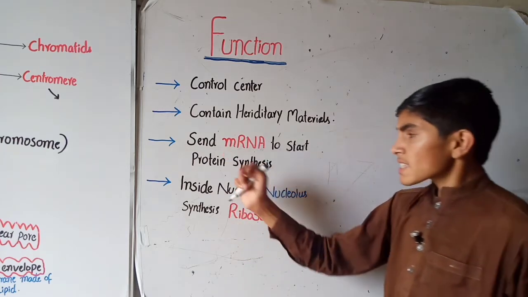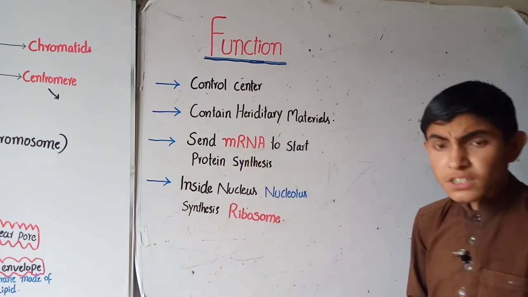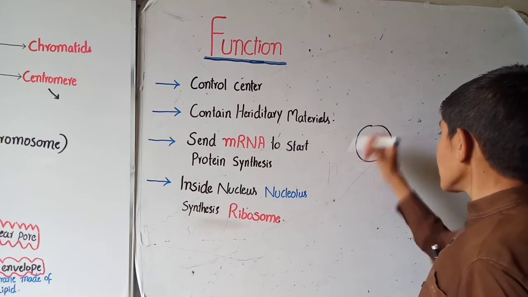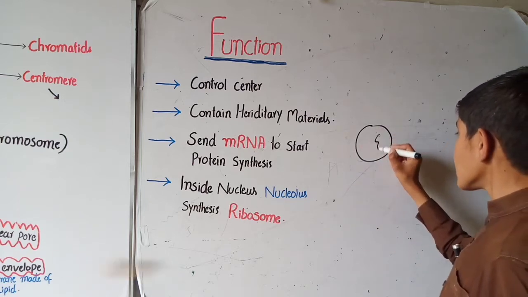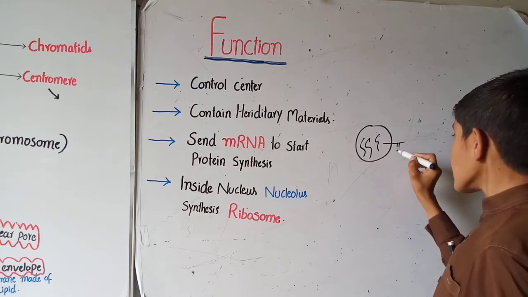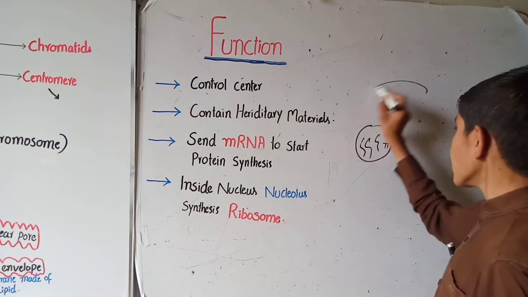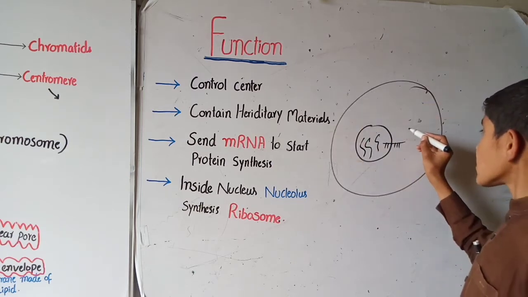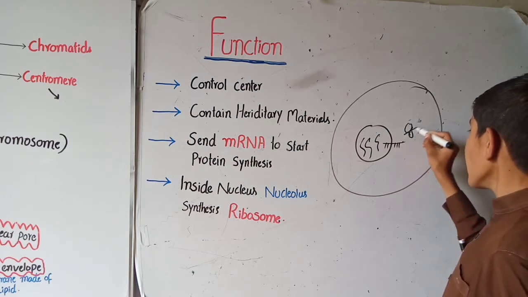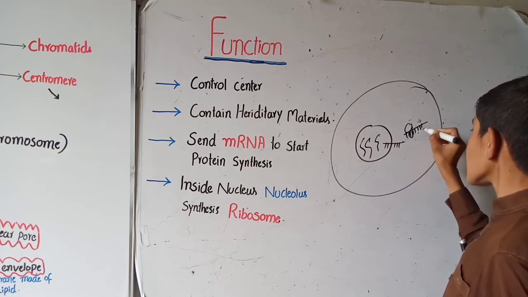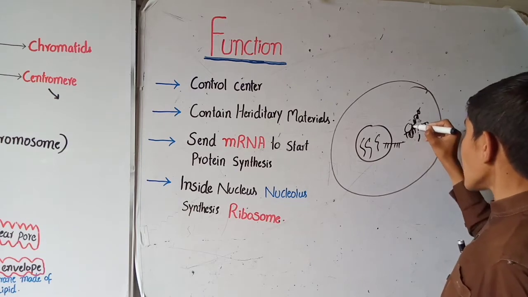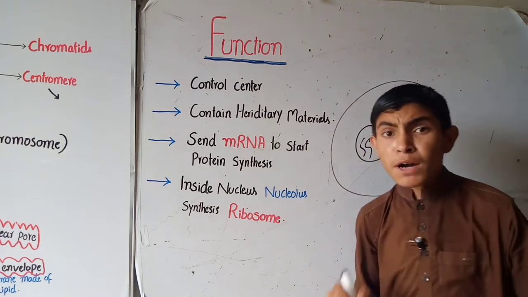The third function is to send messenger RNA to start protein synthesis. This function is performed like this, as I mentioned in the diagram. Suppose this is a nucleus. Inside the nucleus there is the genetic material. Suppose this is a messenger RNA sent out; this messenger RNA attaches itself to the cytoplasmic ribosome, and when it attaches, protein synthesis occurs, and the genetic sequence of the messenger RNA is converted into an amino acid sequence.